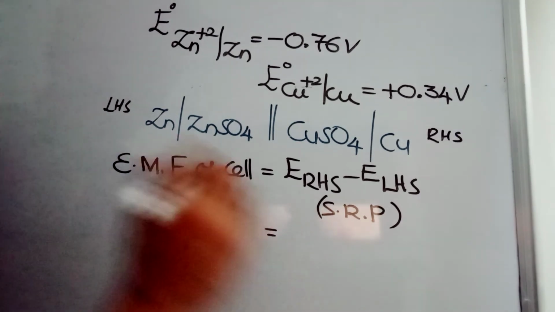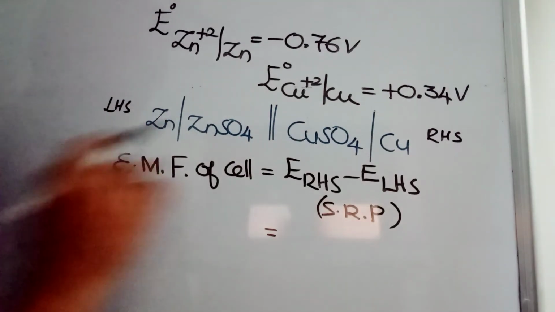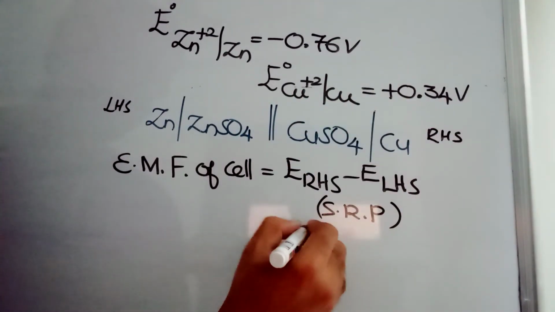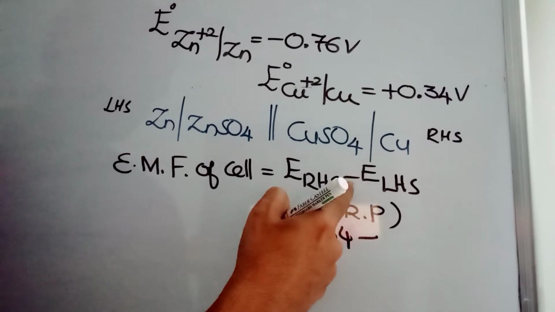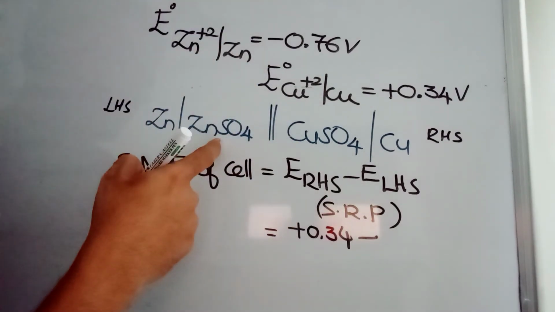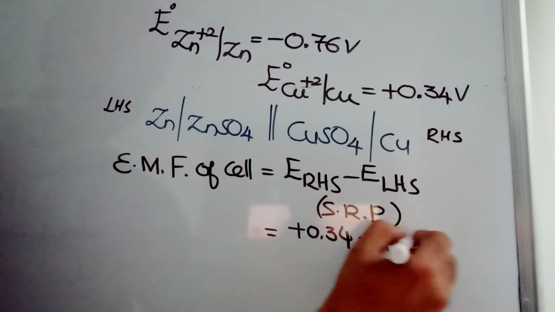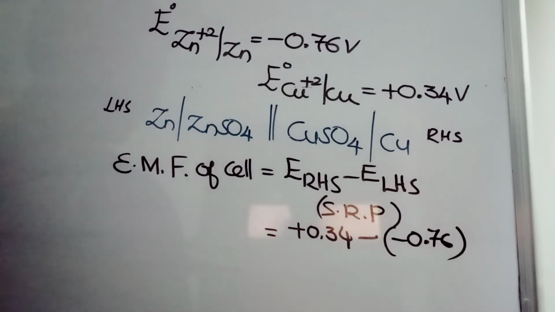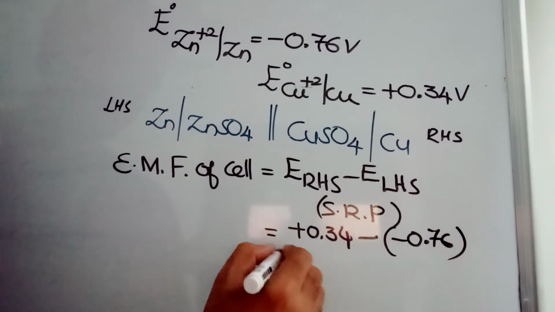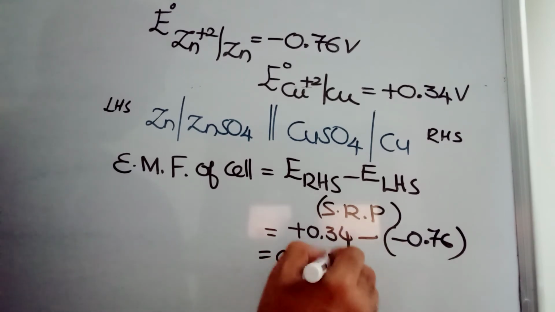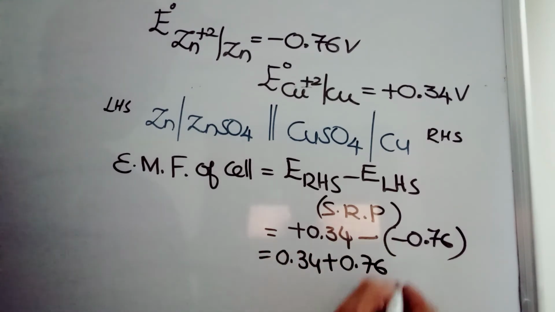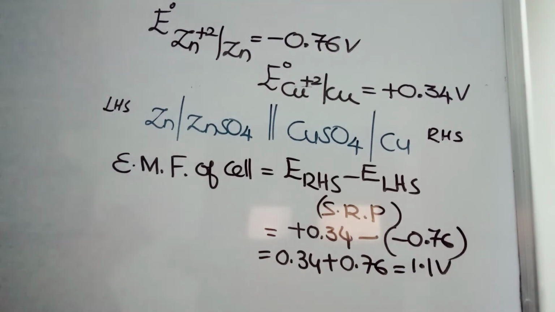Now, what is the right hand side? This is the right hand side. What is its value? Plus 0.34, minus. What is the left hand side? Zinc by zinc sulfate. What is its value? Minus 0.76. It is plus 0.34, and minus into minus again 0.76, that equals 1.1 volt. So the galvanic cell, our voltaic cell EMF under standard conditions is going to be 1.1 volt. This is a fixed value.